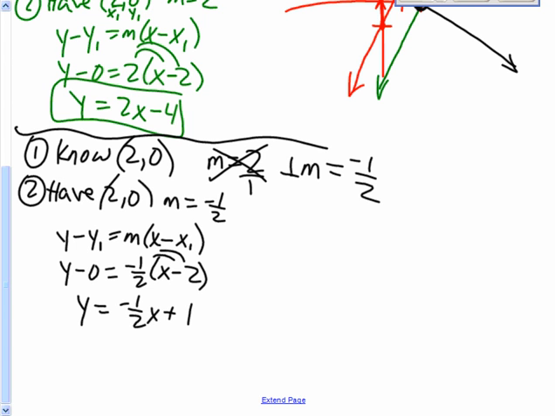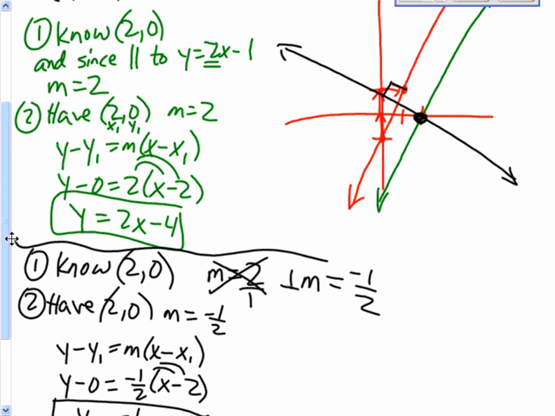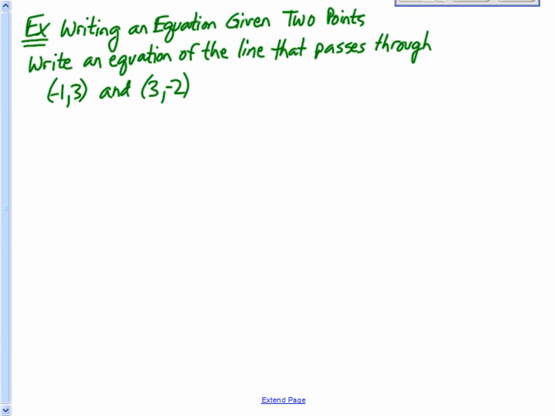Negative a half times negative 2, positive 2 over 2, which is 1. Okay, there's the black line there, that perpendicular line if you go back up, right? All right. Let's go on here.